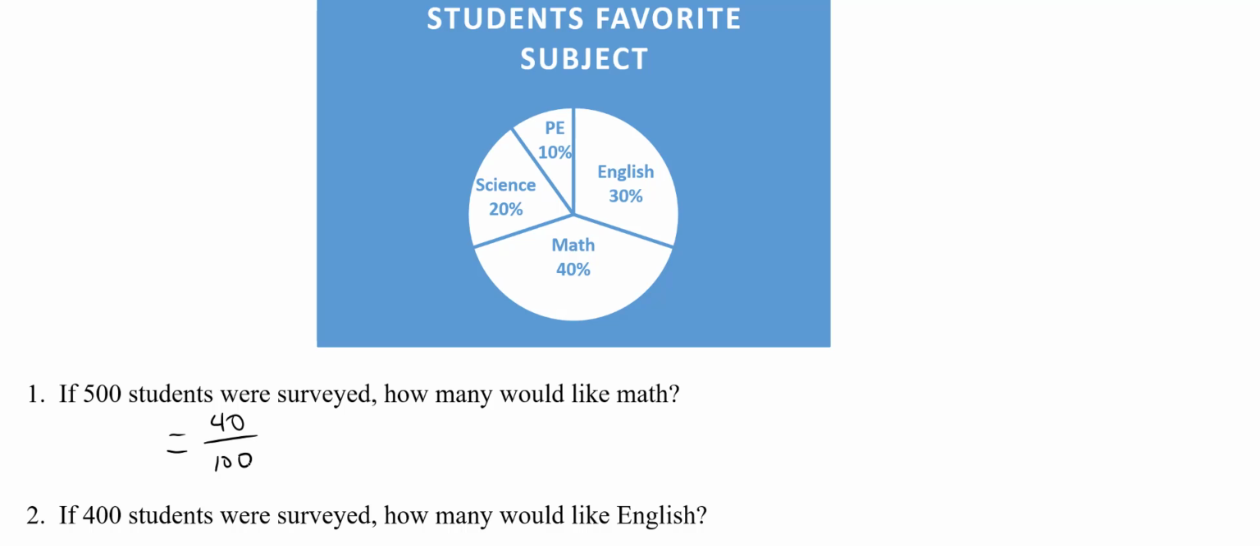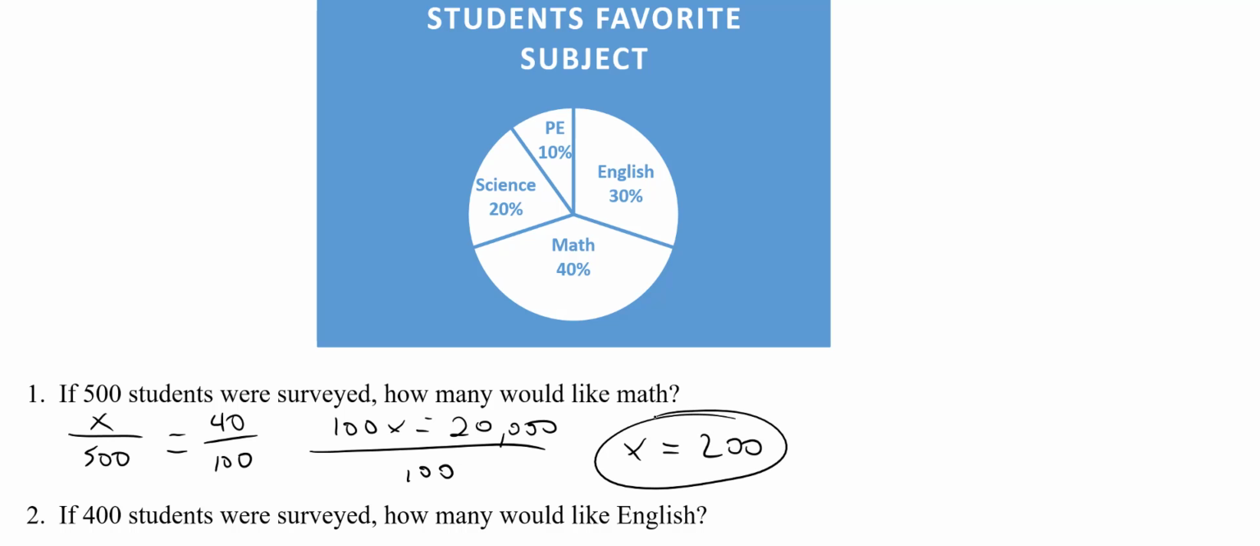So if 40% like math, that's the 40 on top is like math, and the number on the bottom is out of how many. So out of 500 students on the bottom, how many like math? Okay? So hopefully you guys are good with the setup. So we get 100x cross multiplying is equal to 20,000. And divided by 100, x comes out to be 200. Okay, it's not bad.